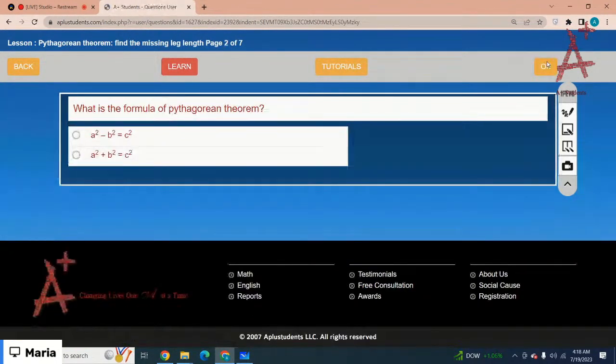Okay, what is the formula of the Pythagorean theorem? Which is the correct option, 1 or 2? It would be a square plus b square equals c square. Option number 2 is the correct option.